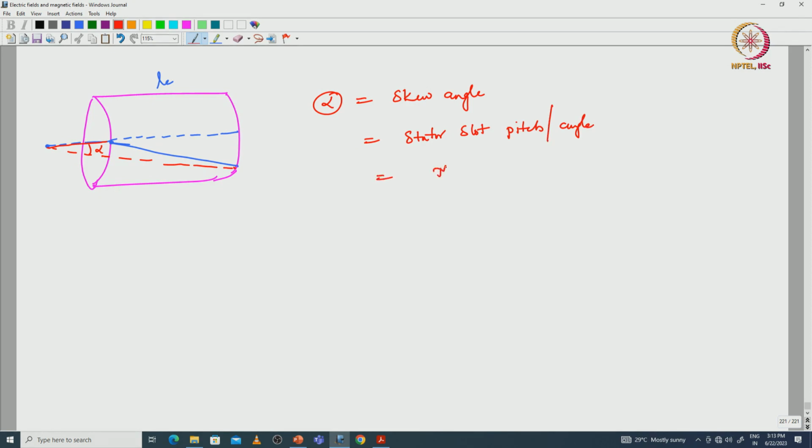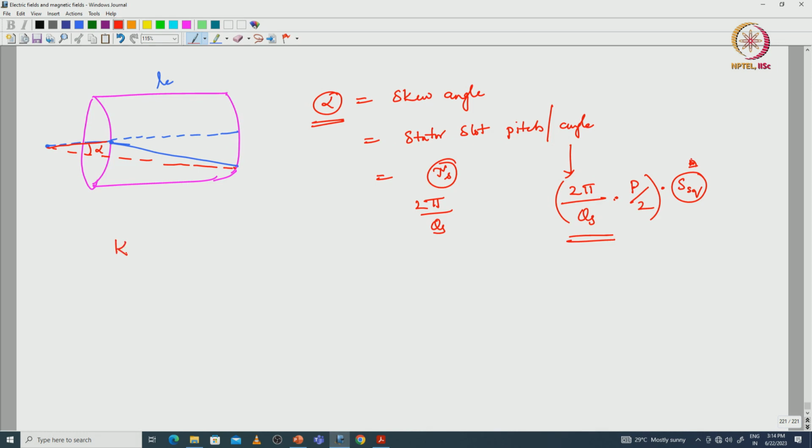Stator slot pitch in mm means tau s, that is 2 pi by q s, and angle means 2 pi by q s. This is with respect to the mechanical angle, and to convert this angle into electrical, into p by 2 we have to make, and how many number of slots we are short pitching, that is SSQ I am adding. If SSQ is 1, then slot angle for one slot is nothing but this one. For n slots it will be into SSQ I have to add. SSQ representing how many slot angles we are considering for the skew angle.